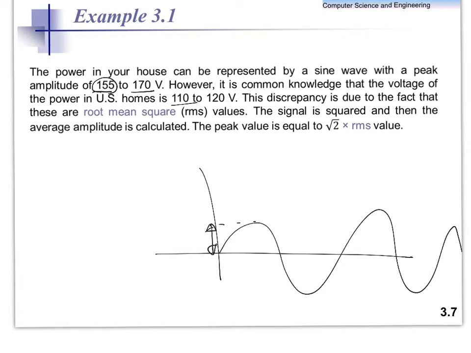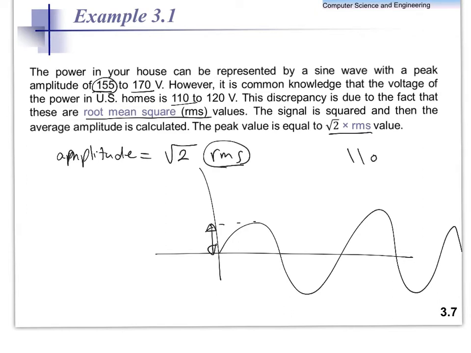So why do we refer to it as 110? Well, we refer to 110 as what we call the root mean square value. And the root mean square value is defined by this. So we just need to take the amplitude, which equals square root of 2 times the RMS value. Very simple relationship. So basically, the RMS value is 110. So when we multiply that by square root of 2, we get 155 to 170. Okay?